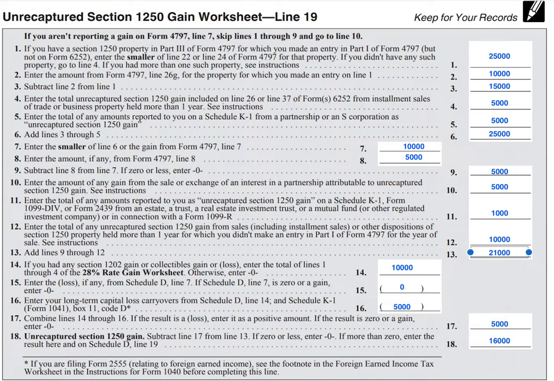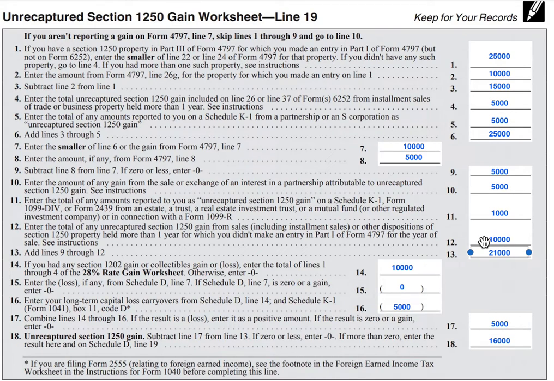In line 14, if you had any section 1202 gain or collectibles loss or gain, then you would enter the total of lines 1 through 4 on the 28% gain worksheet, which is covered in a different video. In this case, we put in $10,000. Section 1202 would be the exclusion of qualified small business stock sales. So if you had any gain from that, you would enter that here.